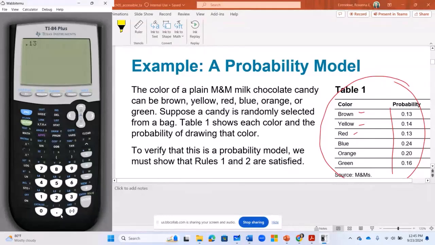0.13 plus 0.14 plus 0.13 plus 0.24 plus 0.2 plus 0.16. All right, if I did the addition correctly, when I add them up, the answer must be 1. If the answer is not 1, then the distribution is not a probability distribution. So this is the first thing we need to cover today.